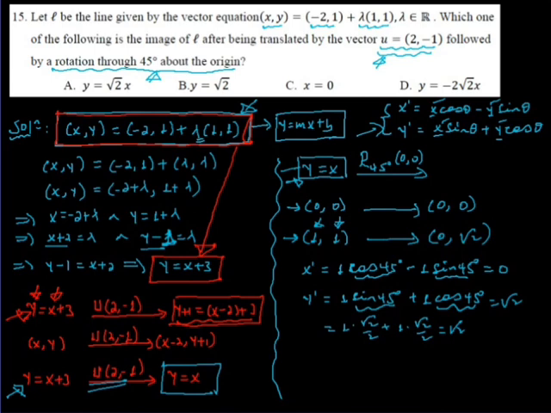Now the image of the line y equals x under the rotation of 45 degrees about the origin will give us two points, (0, 0) and (0, radical 2). So the line passing through these two points is a vertical line, which is x equals 0, because x is constant. So this is the image of the line given by the vector equation after the translation followed by the rotation. The last answer will be x equals 0.